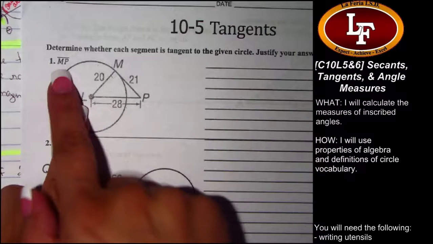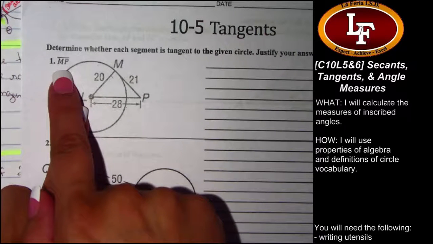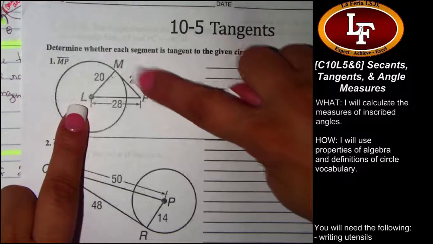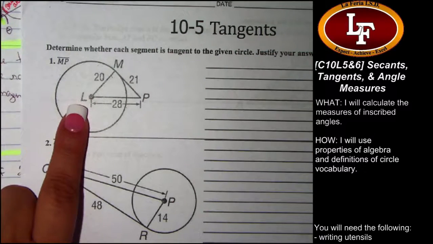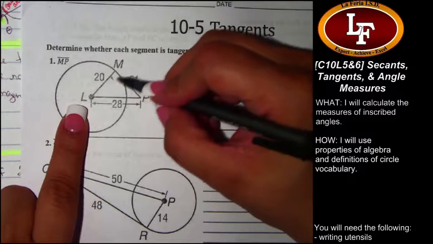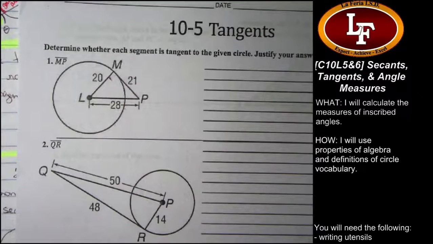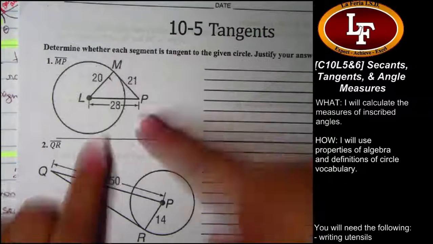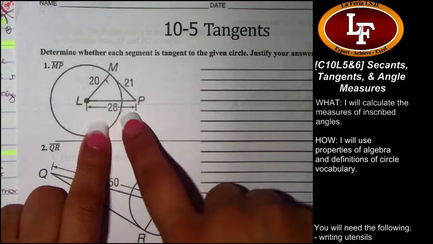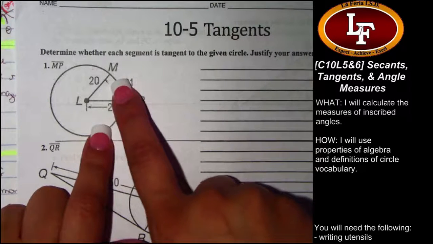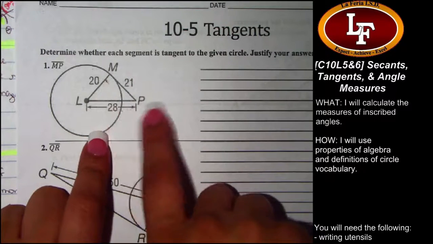And it says, determine whether each segment is a tangent. So this segment MP, we want to know if this segment is a tangent. If it's a tangent, we should expect to have some sort of right angle right here at M, correct? Yes. But I don't have a way to measure this angle. But I can still decide whether it's a right angle or not. Notice how I formed some sort of triangle?